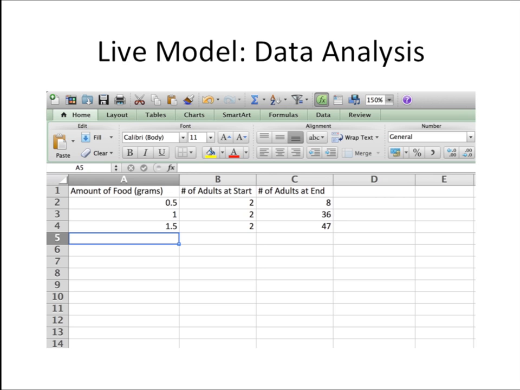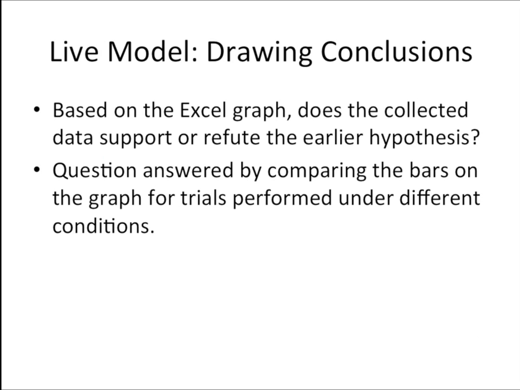Analyzing this data, you're going to input it into the provided Excel spreadsheet, putting how many grams of food, the number of adults to start with, and then the number of adults at the end. And then you're going to use Excel to make bar graphs that you can then interpret. So drawing conclusions based on the graphs that you've made, does the data support or refute the earlier hypothesis? And you can come to that conclusion by comparing the bars for the different trials for the amounts of food there were.